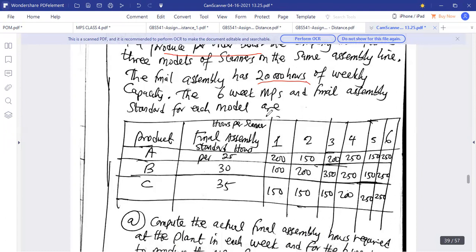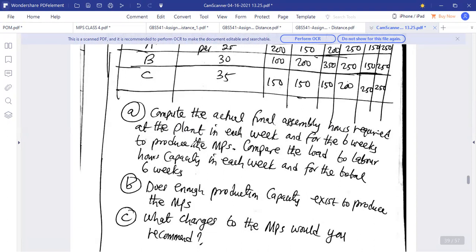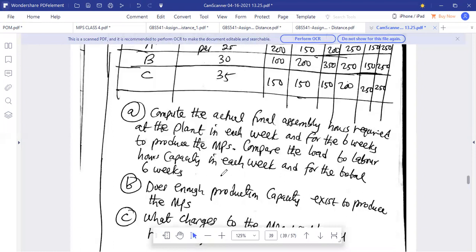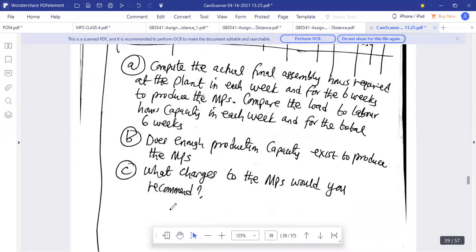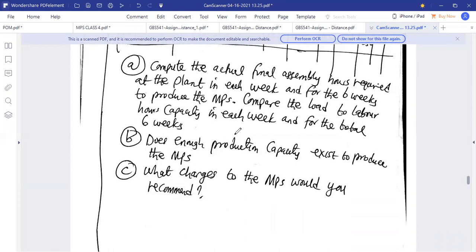So compute the actual final assembly hours required at the plant in each week and for the total 6 weeks to produce the MPS. Compare the loading to labor hour capacity in each week. So this is also rough cut planning. Now, does enough production capacity exist to produce the MPS? What changes to the MPS would you recommend? So this marks the end. It's also the rough cut planning that we are talking about.